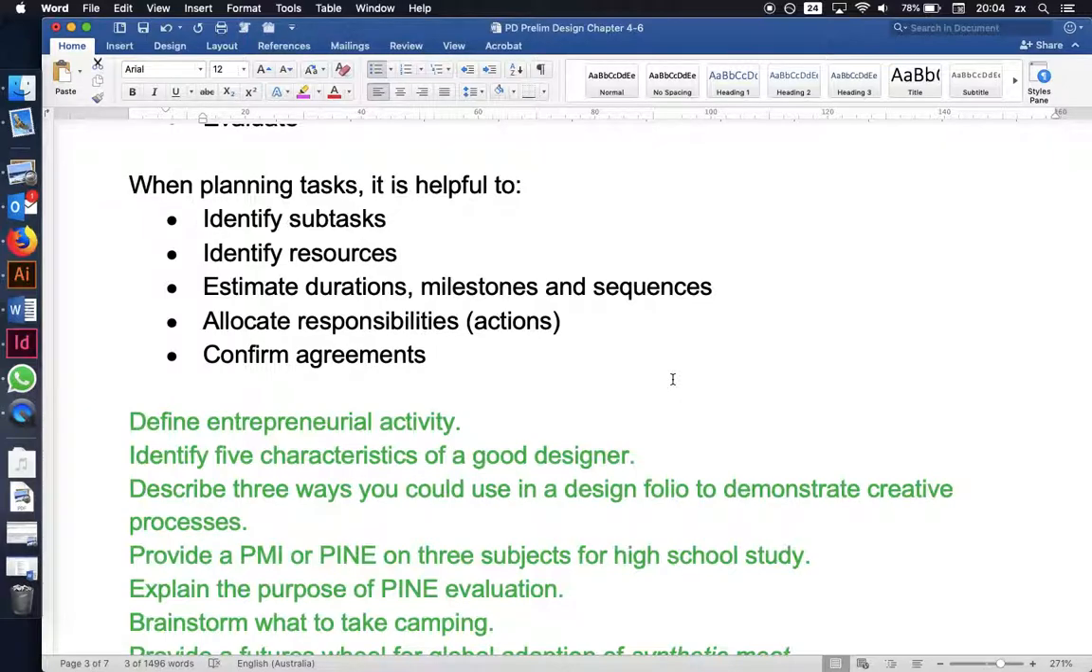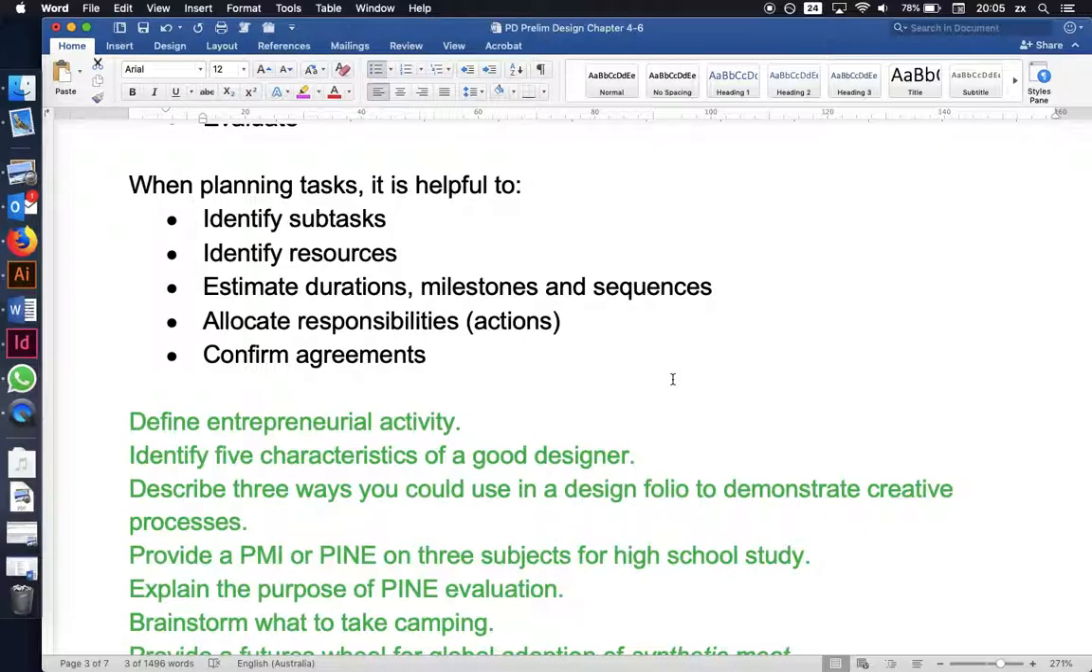We have to estimate durations, milestones, and sequences. Durations is how long the project should take. Milestones are points in between that time. So if I say that the project's going to take me 3 weeks to complete, my boss might say, okay, well, I want to see that you've done half of it by Thursday. Or I want to see that you've made a good start. I want to see your plan by Thursday. And that might be a milestone. I want to see half of it by next week.